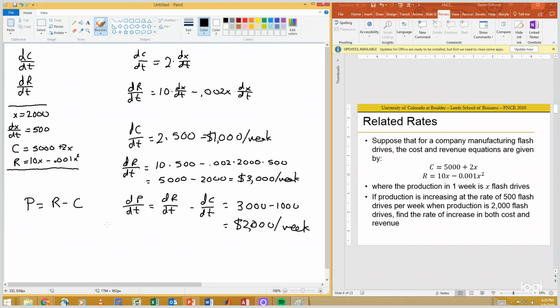Remember, if we go all the way back, we sat down, we said, what are we trying to find out? We're trying to find out dC/dt and dR/dt. What do we know? We knew 2,000 flash drives that we're making right now. We're increasing production at 500 units per week. We have the equations for cost and revenue. We then, because we're interested in the derivatives, took the derivative of cost with respect to time and the derivative of revenue with respect to time. We sat down and said, do we know enough information to answer our question? In this case, the answer was yes, and so we plugged our numbers in. If it had turned out the answer was no, we would have had to do a little more work.